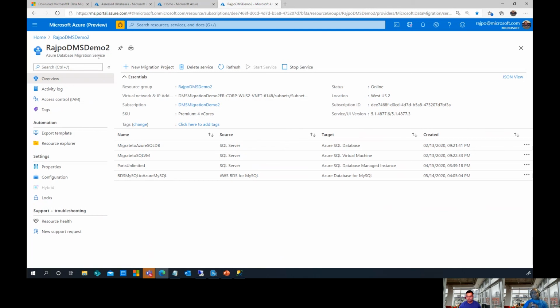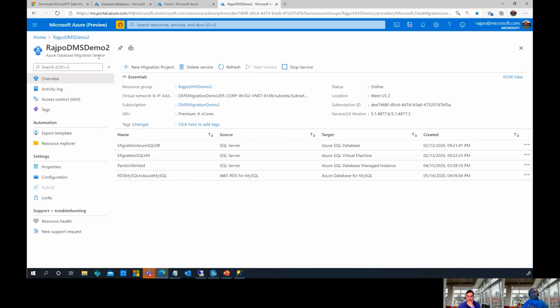And then the DMS service will do the initial loading of the data, and then it also starts synchronizing the data that is coming with the ongoing transactions that are happening in your source, and then it will upload those transactions to the target, so that this migration can run continuously.